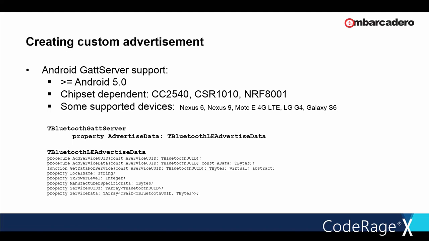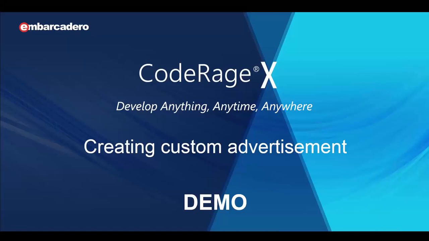On the other hand, Android allows us to specify other fields such as service data and manufacturer-specific data, but it will always advertise the Bluetooth device name as the GATT server's local name, regardless of what we specify in the local name property of the advertise data. Although we can use a workaround, as I will show you in the next demo. Let's see how we can create our custom advertisement in Android and catch it from iOS and Mac.